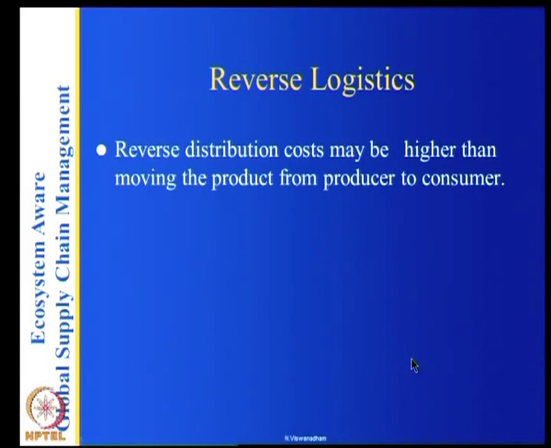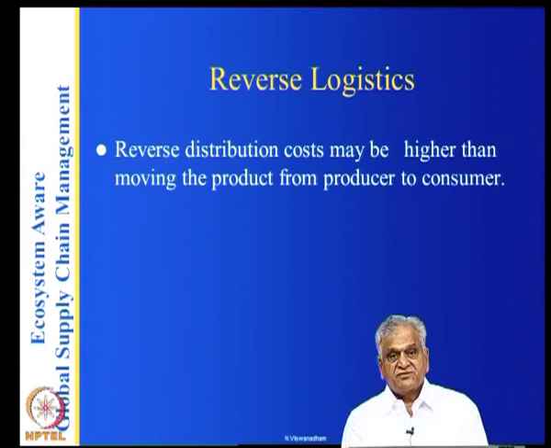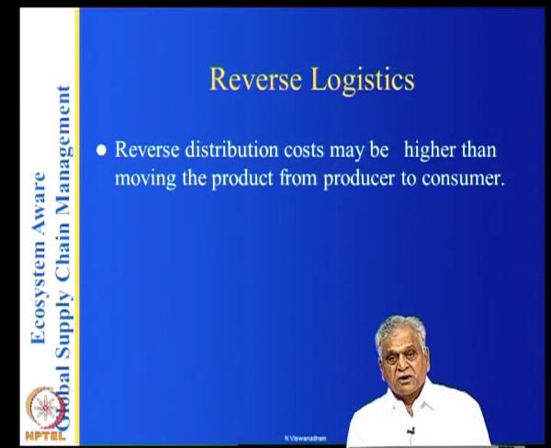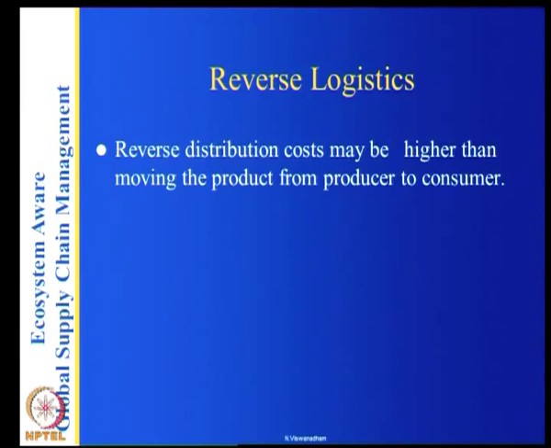So if you look at this one, reverse distribution costs may be higher than moving the product from producer to consumer. Now it is the reverse because when you are moving the products from the producer to the consumer, you are basically dealing with an almost deterministic situation. In other words, you know how much consumer or the retail shops need, you know when they need, and you know where the material is available, whether it is in the manufacturing site or a distribution center and so on. So you can plan your transportation from end to end.